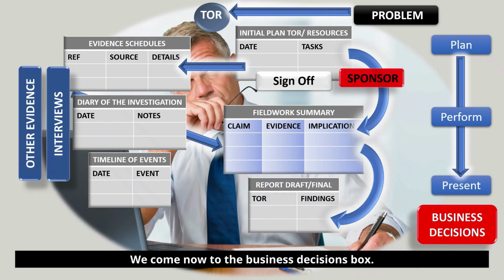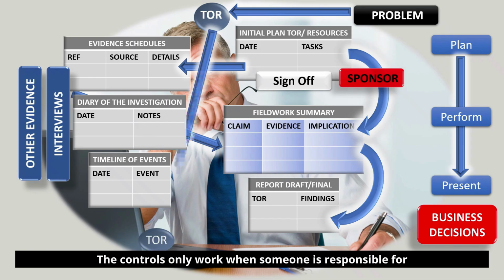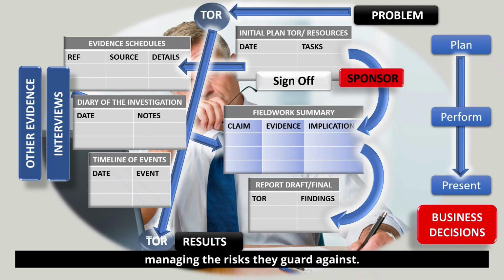We come now to the business decisions box. That is, management will have to make two decisions: how to ensure the problem doesn't occur again, and dealing with anyone implicated in the investigation. The controls only work when someone is responsible for managing the risks they guard against. But if there's a blame culture, then people may fear being a scapegoat. Where something goes wrong, it's generally much better to work out if there is a training need or evaluate where procedures failed. Although intentional flouting of rules is different, as is gross neglect in the performance of one's duties, in which case formal sanctions should swing into action.